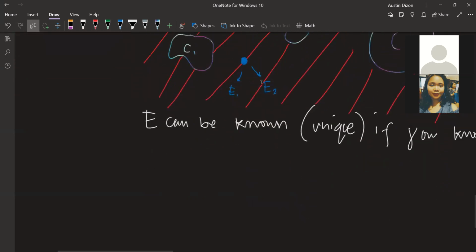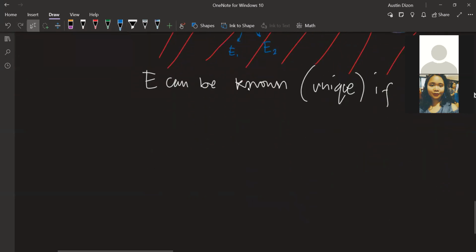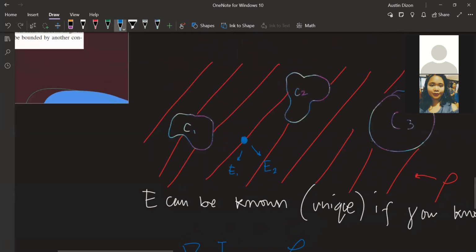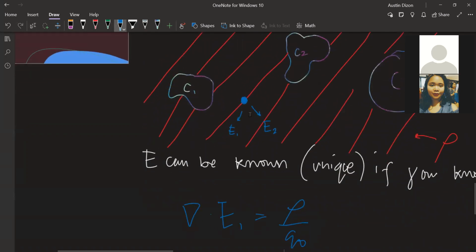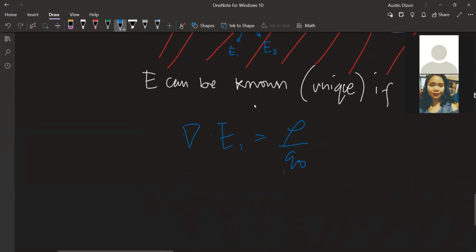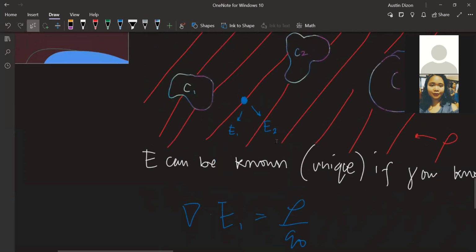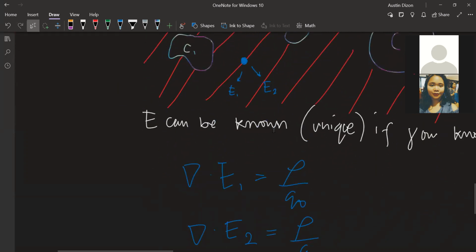Okay. So let's try to write down what these electric field are. So I know that the divergence of E1 should be equal to rho over epsilon naught kasi meron ka rho all over the space. Meron kang charge density. And then rho over epsilon naught din for E2. Okay? So this doesn't tell me much, no?